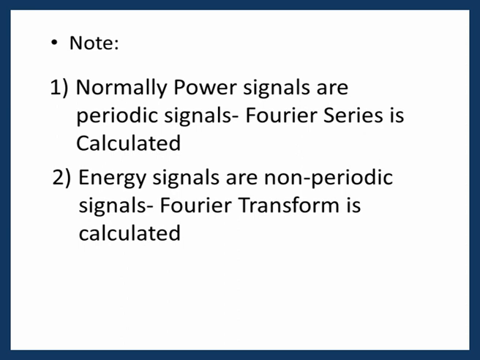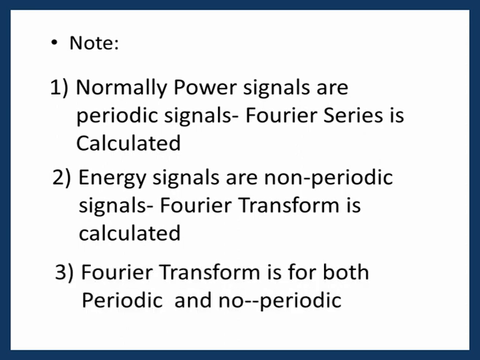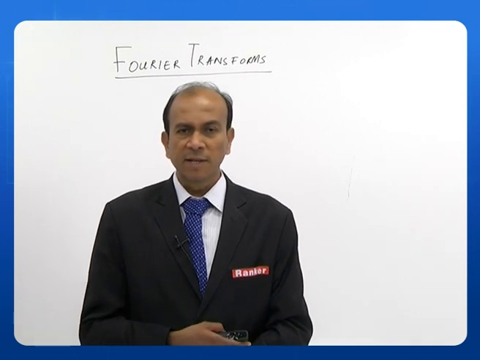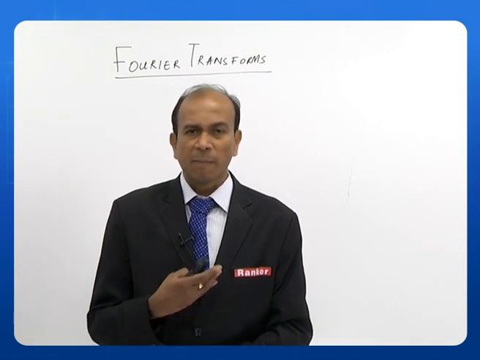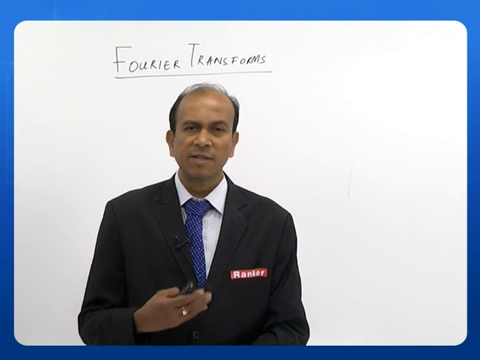If you remember the formula for power P, the integration was done over a certain period, minus T by 2 to plus T by 2. That is why it is called a periodic signal. Whereas when I talk about an energy signal, it is a summation of a series of signals from minus infinity to plus infinity. So an energy signal is generally aperiodic.